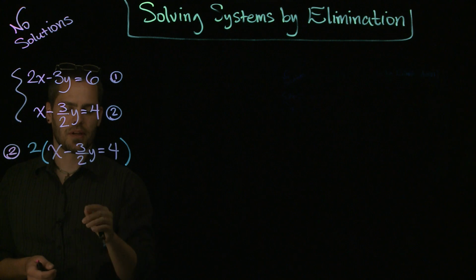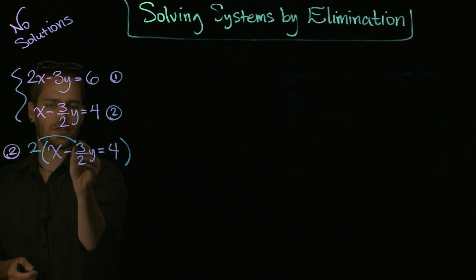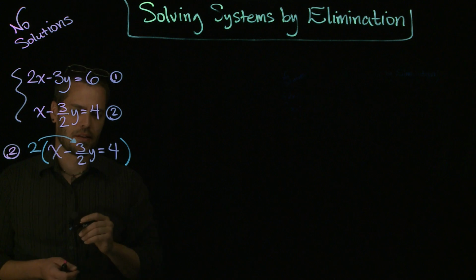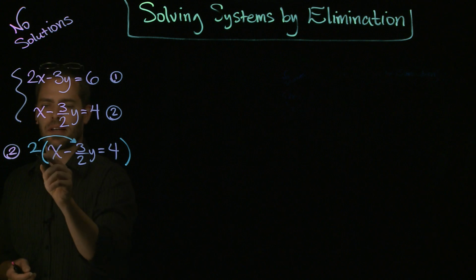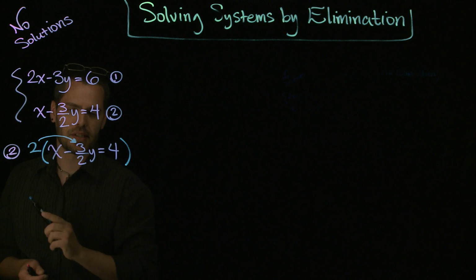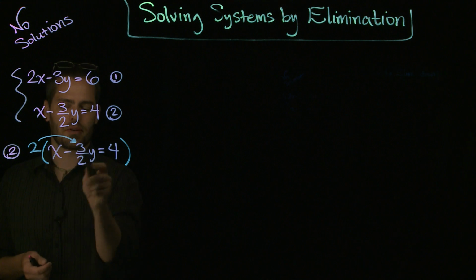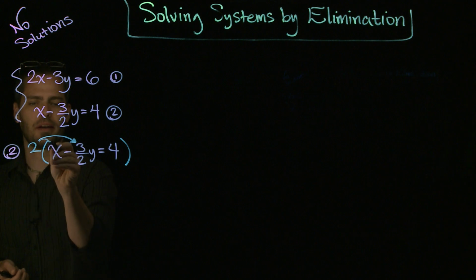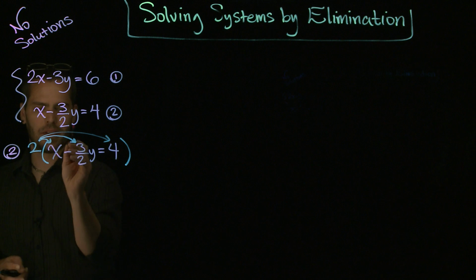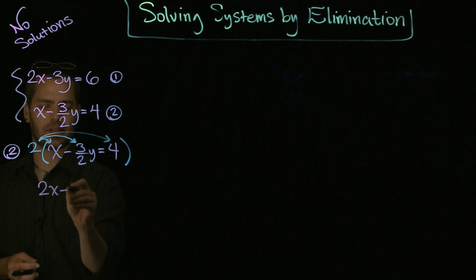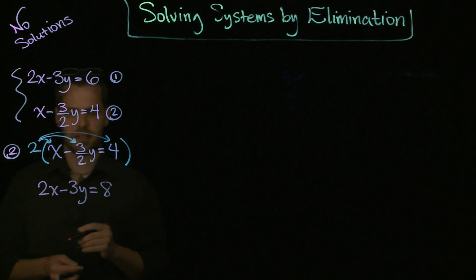Where did I get 2? 2 is the denominator of this fraction, so if I multiply it by 2, those things are going to cancel, and I end up with just negative 3y. Or you could say 2 times negative 3 is negative 6 divided by 2 is negative 3. Again, you're just left with the negative 3y. But don't forget, you have to do it to everything. So then this gives me 2x minus 3y equals 8.